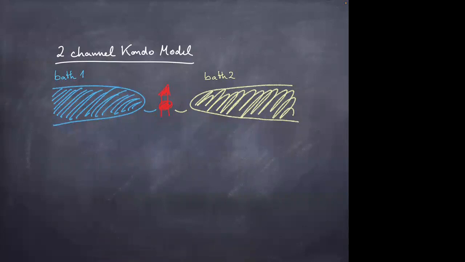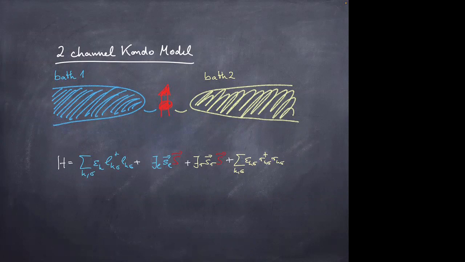Okay, so this is the Hamiltonian that describes this situation. We have a bath on the left-hand side, bath one, and a bath on the right-hand side, bath two, and both of them couple to this spin degree of freedom. It's very important here, I will come back to that later.